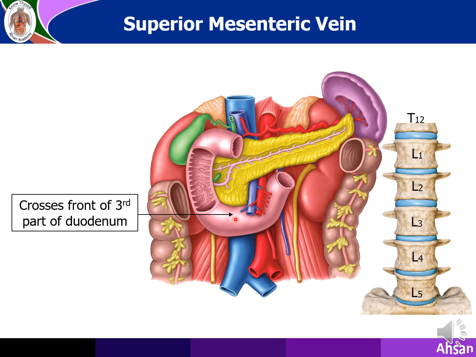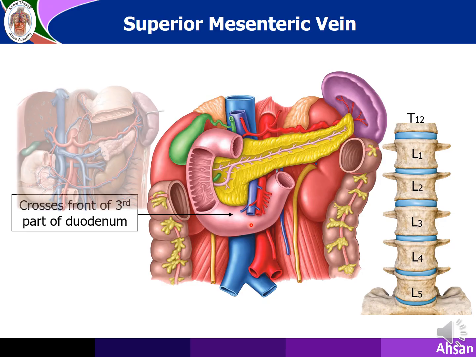This is the third part of the duodenum. It crosses from the third towards the second lumbar vertebra, and you can see this is the superior mesenteric artery, and this is the superior mesenteric vein. So the vein remains to the right of the artery and crosses the third part of the duodenum anteriorly, remaining close to the distal part of this part of the duodenum.